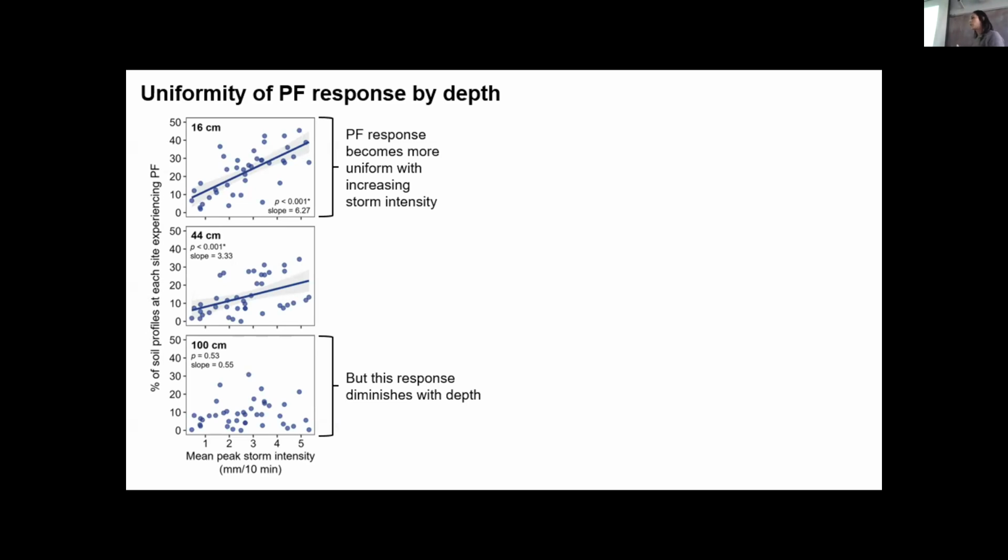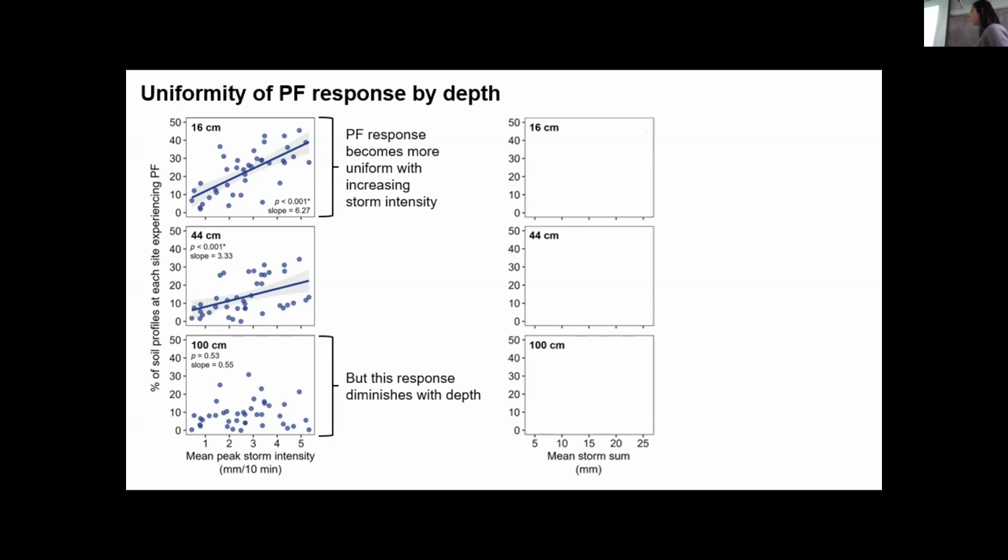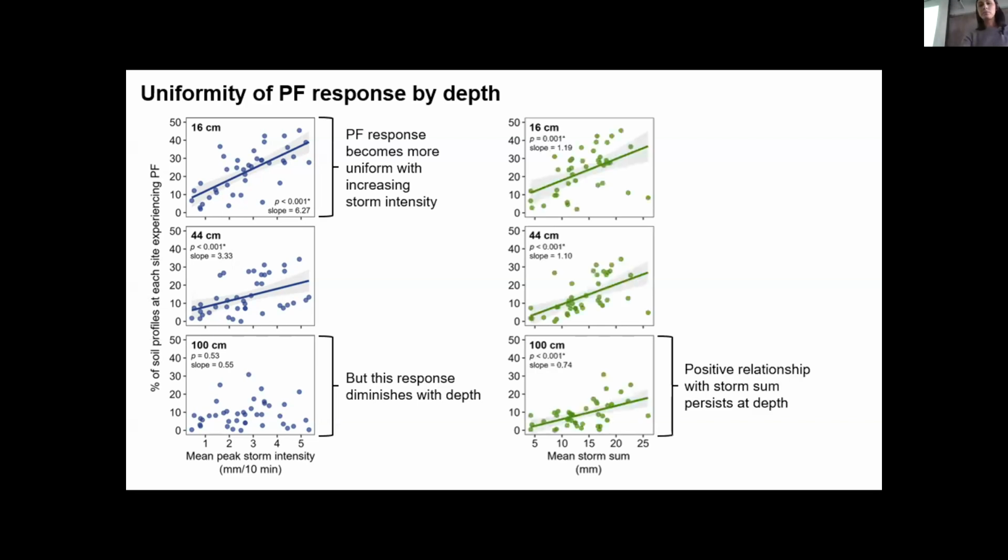So storm intensity is really important overall, but its importance is mainly concentrated in the surface soils, which is where you also happen to get most of the preferential flow that we're recording. So it makes sense that that overall probability is heavily impacted by storm intensity. It's just not as important deeper in the soil profile. So in contrast, this variable is now mean storm sum, which is just the total amount of rainfall during a storm event. And then we still have uniformity on the y-axis.